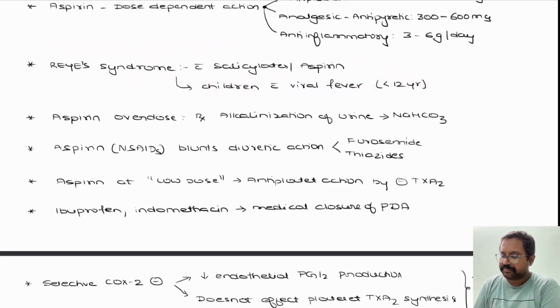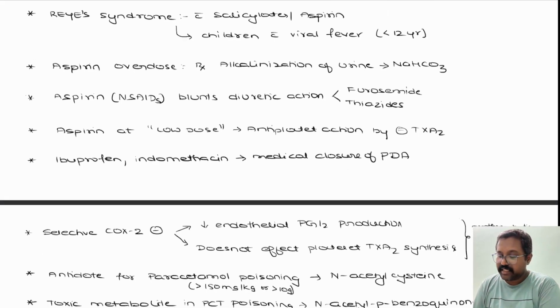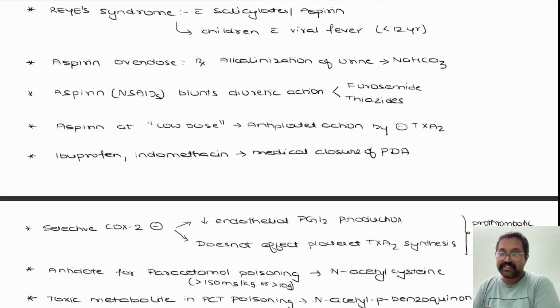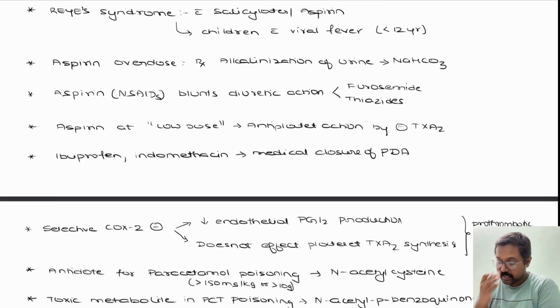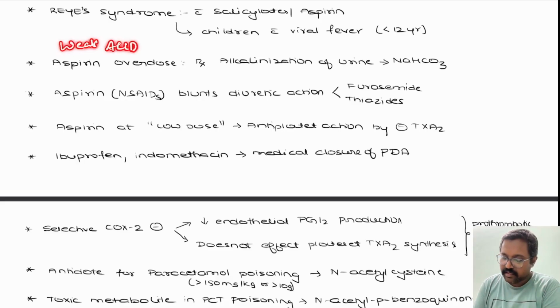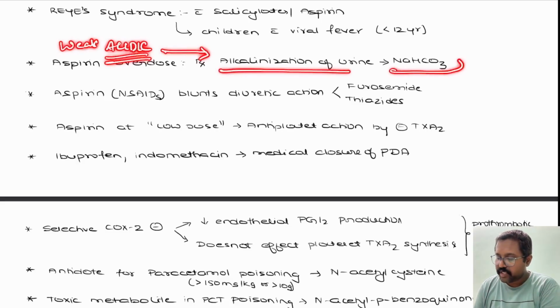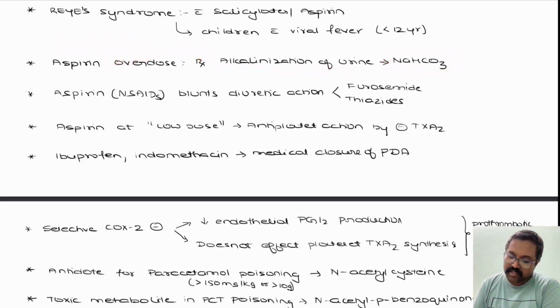So next we have a condition where you can use alkalization of the urine to remove the toxicity. In case of aspirin overdose, as you know, aspirin is a weak acidic drug. For the acidic drug to get excreted in the urine, you need to alkalize the urine with the help of sodium bicarbonate.